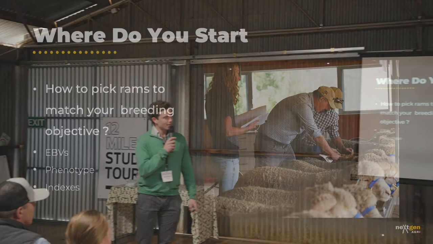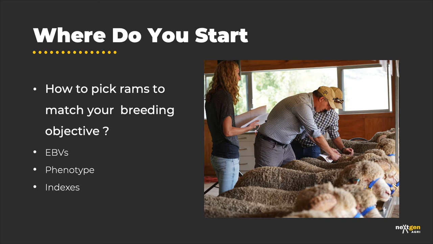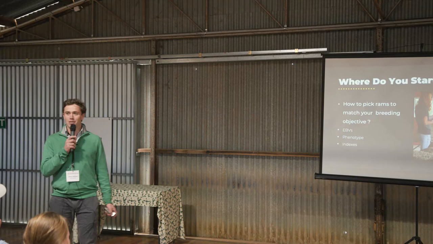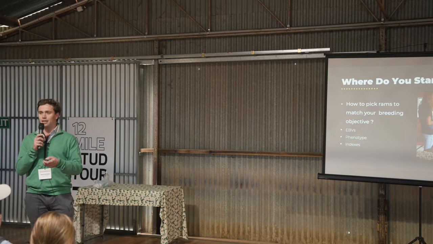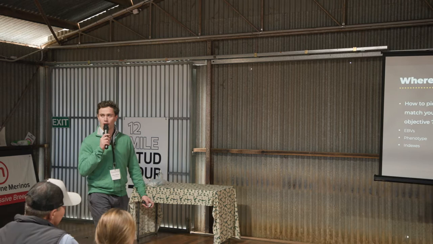I was told not to ask too many questions when I'm up here, but I don't listen to instructions very well. So I wanted to see where you start and how you pick rams to match your breeding objectives. What are some of the things you look at? Is it the catalogue, phenotypically, when selecting a ram? Don't all go at once.